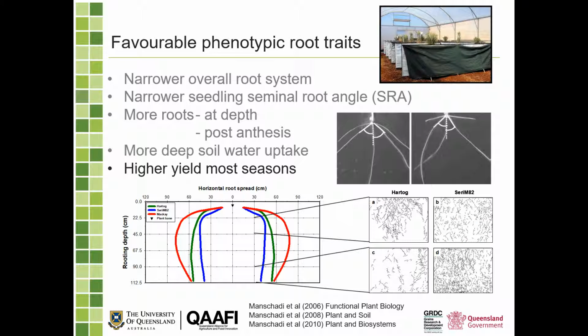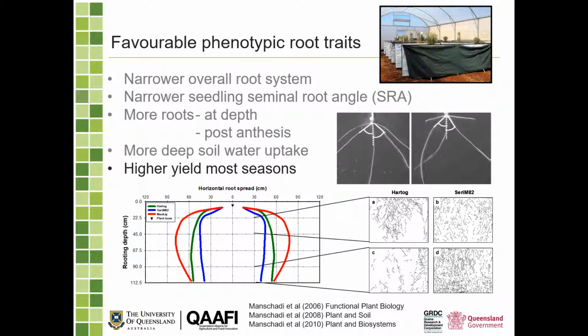Now, we've looked at a few varieties that are particularly well adapted to our environment and found some favourable traits that are quite instructive to us. We started out by growing them in these large root chambers. They're 2.4 metres wide, 1.2 metres deep, and we can grow plants right through to maturity in these chambers. There's a cartoon here of the side of one of these chambers, which is a glass side where we can do scans of the images.